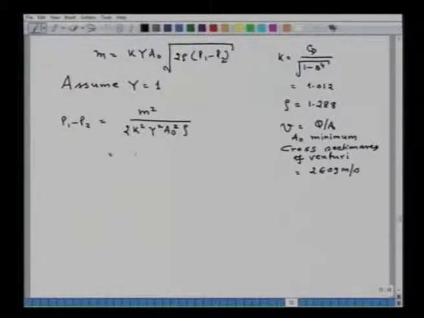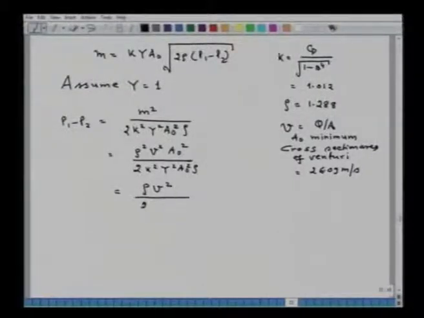M square will be equal to rho square V square A0 square. So, you can further simplify if you wish, 2k square y square A0 square into rho. So, that will be equal to rho V square upon 2k square into y square.